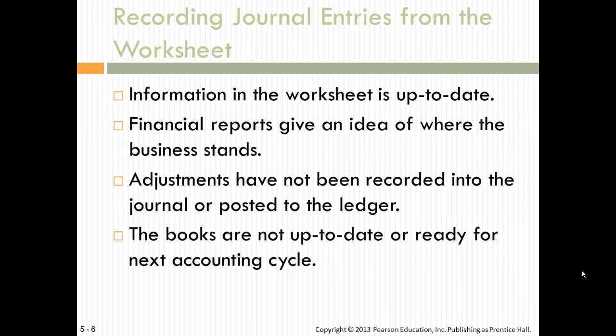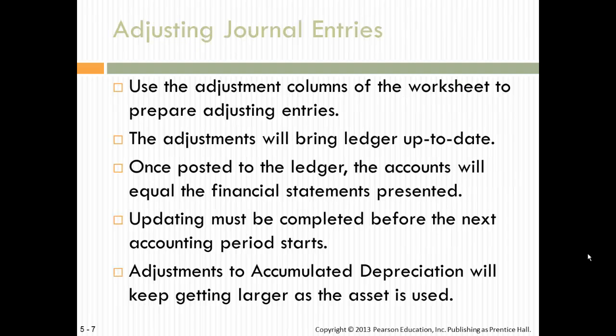Let's go to learning objective 1. The information in the worksheet must be up to date. Financial reports give an idea of where the business stands. Adjustments have not been recorded into the journal or posted to the ledger, and books are not up to date or ready for the next accounting cycle. So you have this worksheet and you are able to see the big picture, but until you post everything back through your books, you are not current.